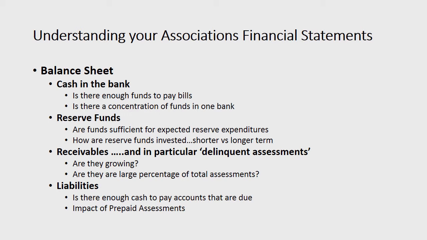Receivables. This is the money due to the association, and the majority of which is likely to reflect delinquent assessments. If this number is large as a percentage of total assessments, or if it is growing, it may indicate the association has a pending cash flow problem.